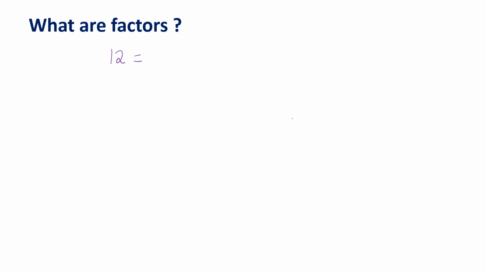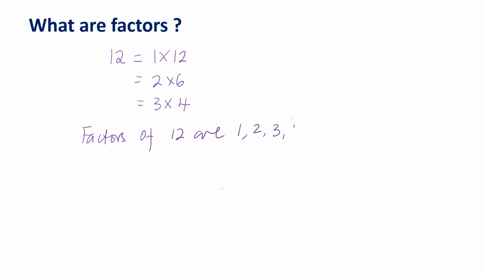You would have remembered something like this. 12, you can break it down to 1 times 12, 2 times 6, and 3 times 4. What else? I can't have 5 times, cannot be 6. I think that's about all. And then the teacher would have told you that the factors of 12 are 1, 2, 3, 4, 6, and 12.